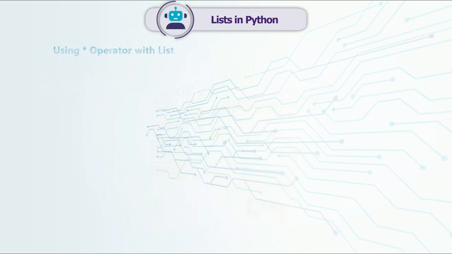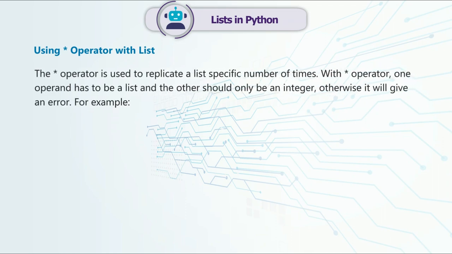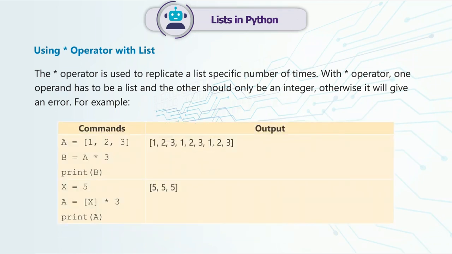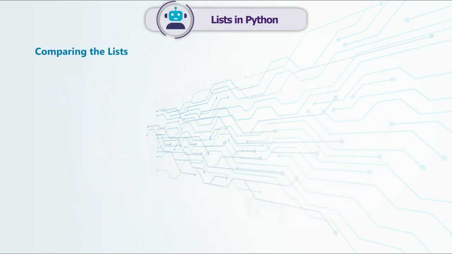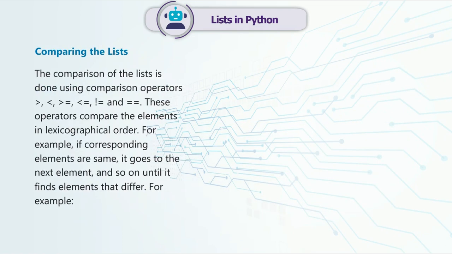Commands, output. Using the multiplication operator with a list. The multiplication operator is used to replicate a list a specific number of times. With the multiplication operator, one operand has to be a list and the other should only be an integer. Otherwise, it will give an error. For example, commands, output.